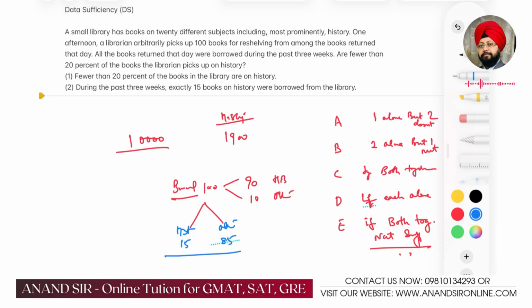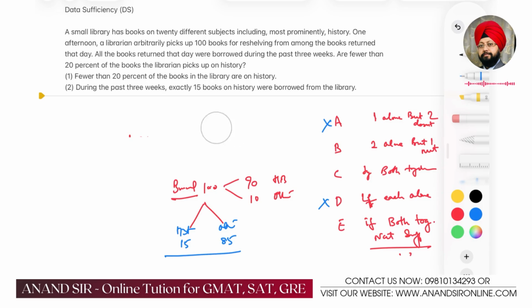It means that 1 alone is not sufficient, so rule out A and D, because if A is not the answer, then D is also not the answer, because D says each alone is sufficient. So if 1 alone is not sufficient, obviously each alone is not sufficient. So we rule out both A and D. Now we go to the second option.